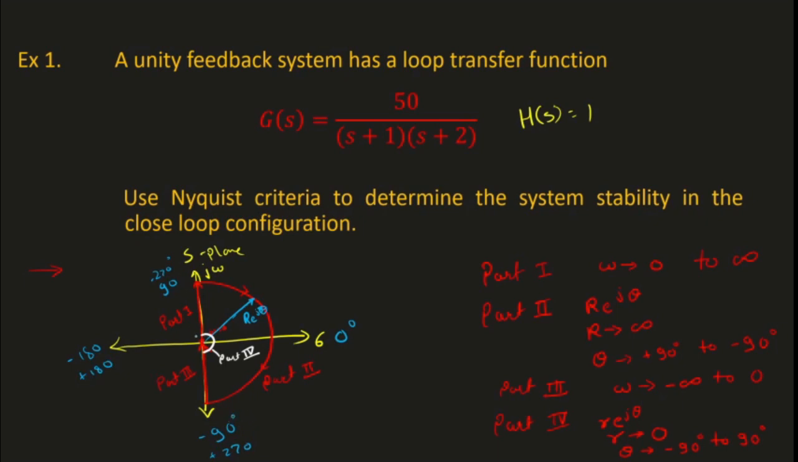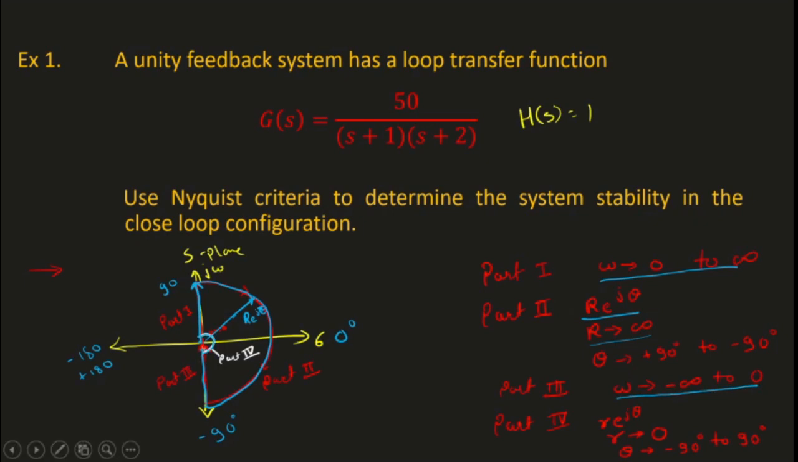So part 1 goes from origin towards infinity, where omega is varying from 0 to infinity. Part 2 is coming from infinity and mapping the entire right hand plane with radius r e raised to j theta, where r is nearly infinity and theta is going from plus 90 degrees to minus 90 degrees. The third part is coming from infinity towards origin, and that is where omega is varying from minus infinity to 0. And the fourth part, particularly this part, is very small.